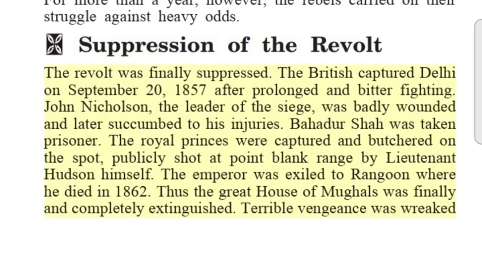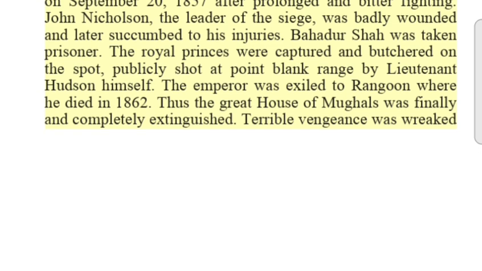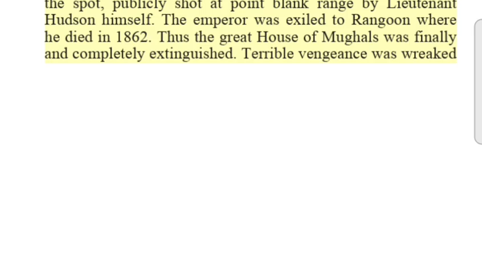Suppression of the revolt. The revolt was finally suppressed. The British captured Delhi on September 20, 1857 after prolonged and bitter fighting. John Nicholson, the leader of the siege, was badly wounded and later succumbed to his injuries. Bahadur Shah was taken prisoner. The royal princes were captured and butchered on the spot, publicly shot at point-blank range by Lieutenant Hudson himself. The emperor was exiled to Rangoon where he died in 1862. Thus the great house of Mughals was finally and completely extinguished.